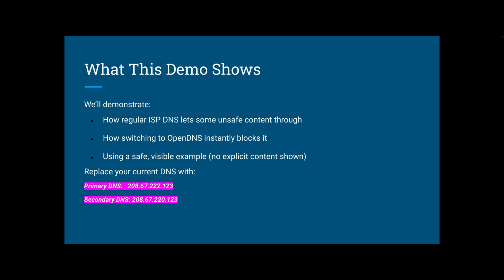In the demo, let me set up the expectation. I'm going to show you how to change the DNS setting in your router and configure OpenDNS so that it will block explicit content, which will enable safe browsing for your home network. Okay, we are going to use these two DNS servers which are highlighted in a different color.